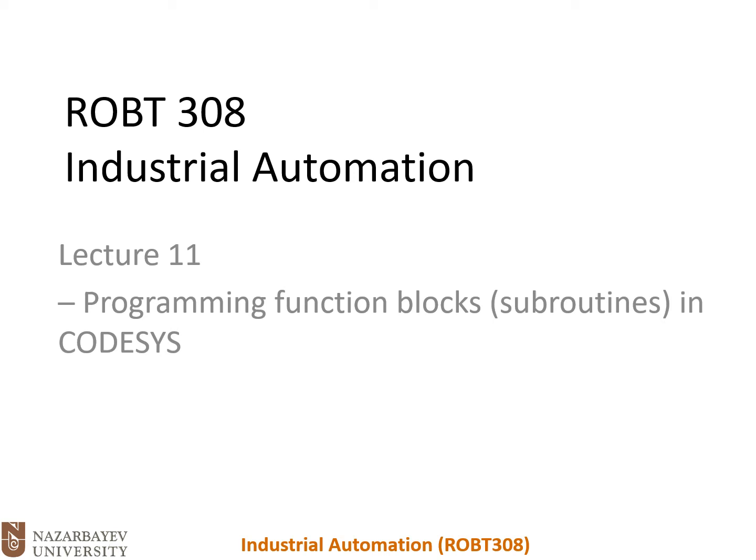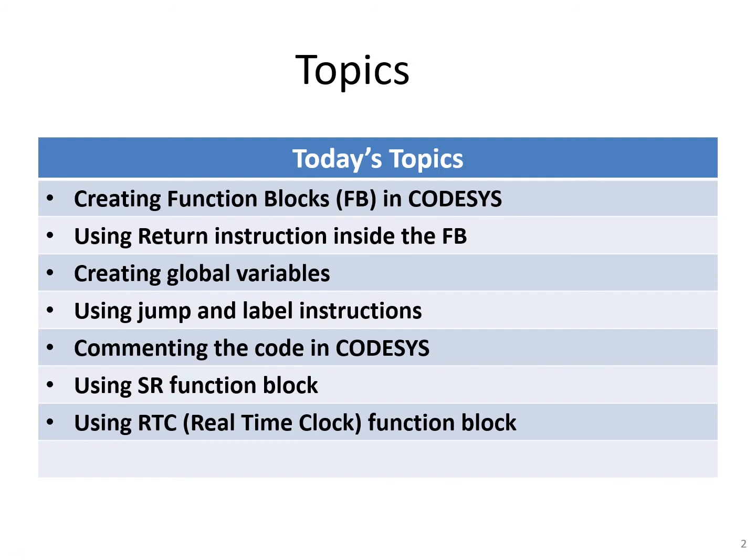Welcome back to Industrial Automation course, Lecture 11, Programming Function Blocks, Subroutines in Codesys. Today's topics are as follows: creating function blocks FB in Codesys, using return instruction inside the FB, creating global variables, using jump and label instructions, commenting the code in Codesys, using SR function block, and finally using RTC real-time clock function block.